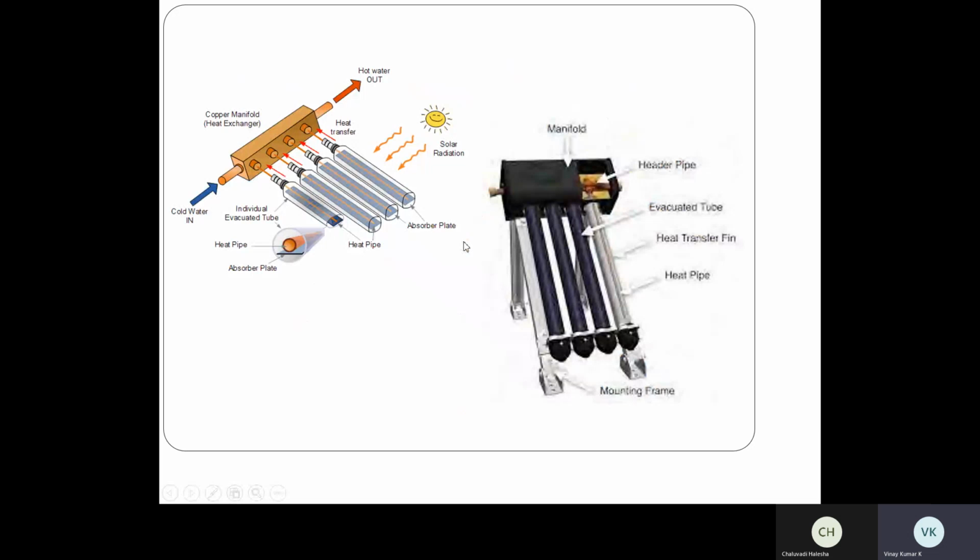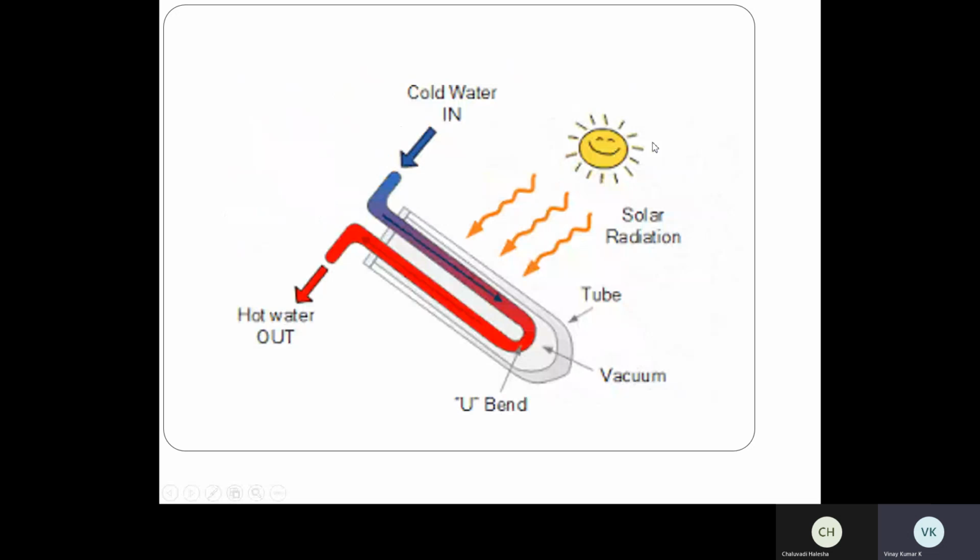This is an individual single tube-like structure. In that diagram, solar radiation is falling on the tube, and water enters here. Water flows through the tube-like structures, and a bend-like structure collects the heat. These pipes collect the heat from the solar radiation and convert this cold water into hot water.